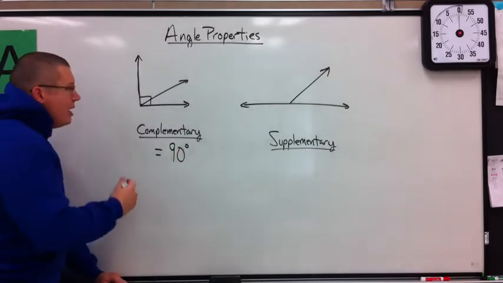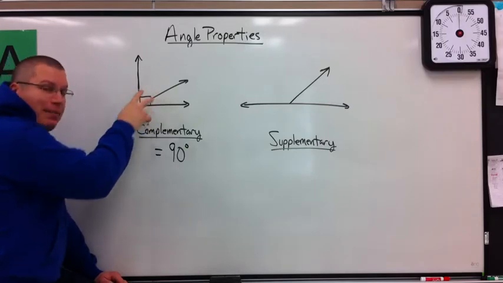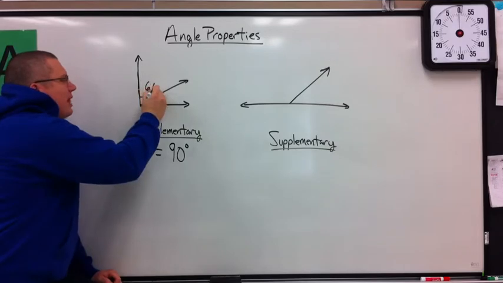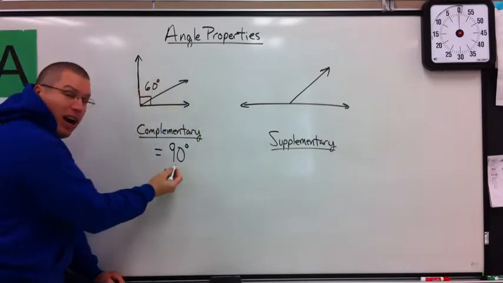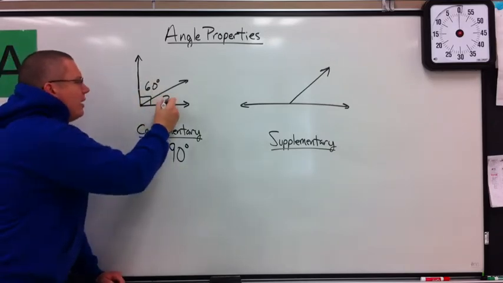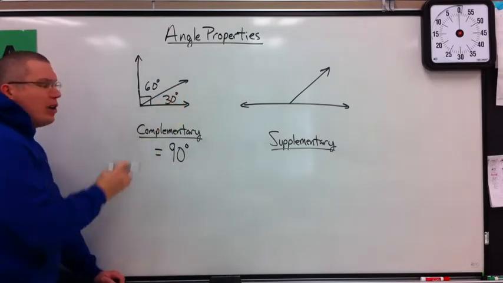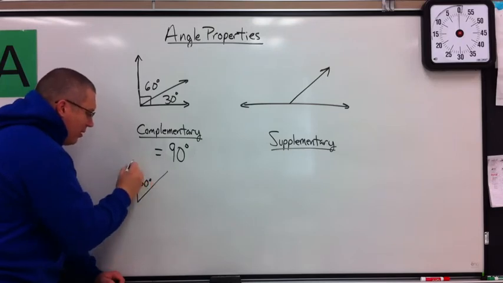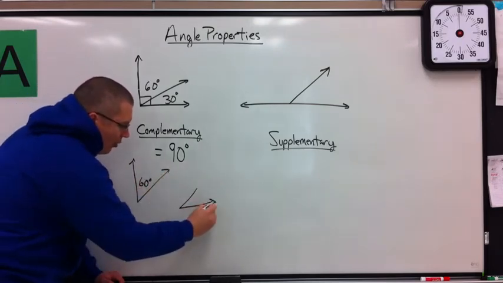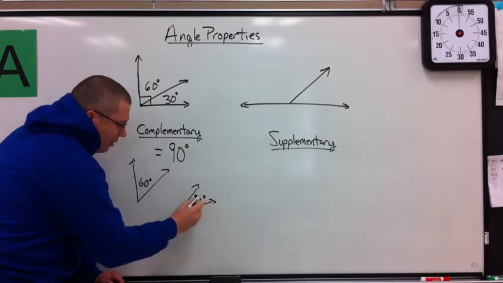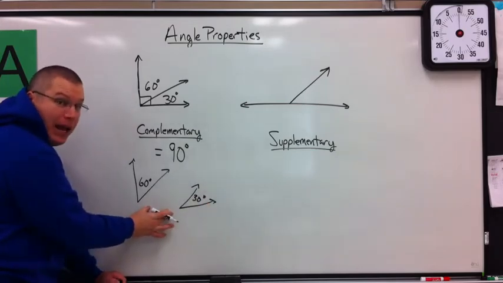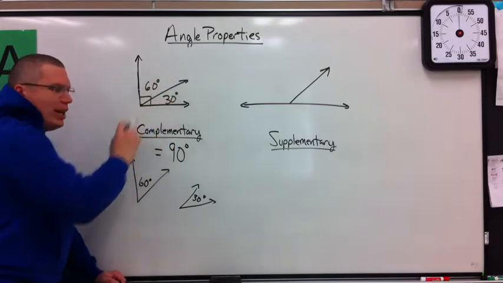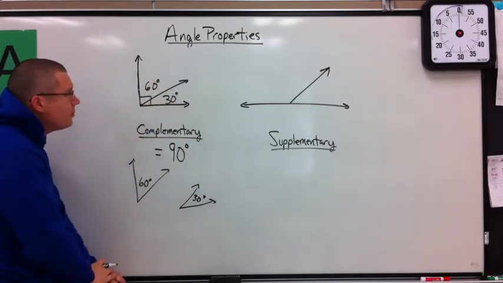Now, a point to make here is this. They don't always have to be side by side. They don't always have to be connected to make 90 degrees. For instance, let's say this angle is 60 degrees, and if they are complementary and add up to 90, this one has to be 30. I could have two separate angles. I could have a 60-degree angle here, and I could have a 30-degree angle here. These still are complementary angles. They go together to form 90. So don't feel it always has to be joined together to make complements happen. Okay?